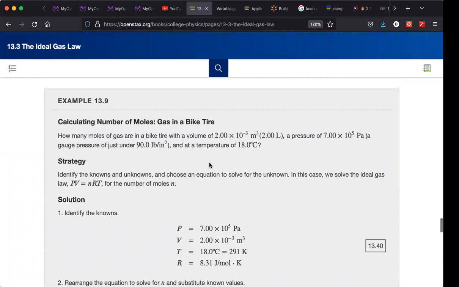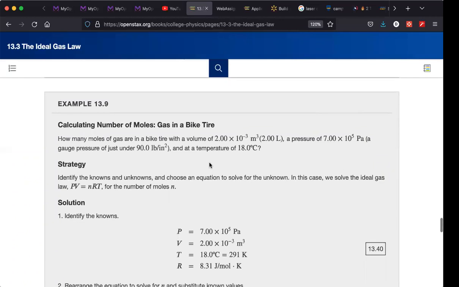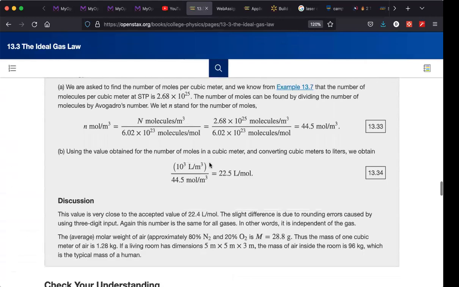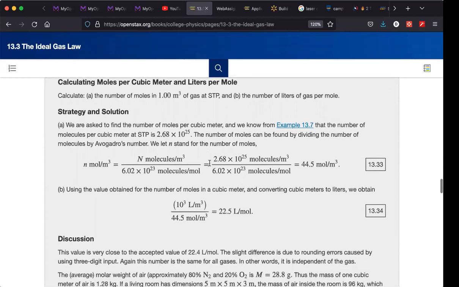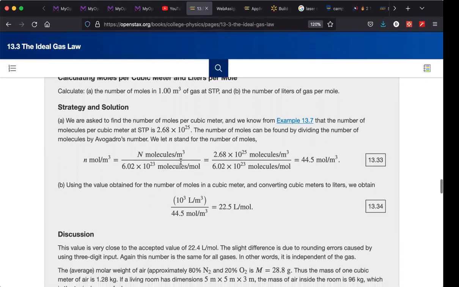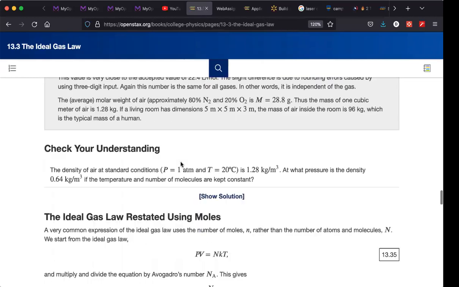So how do we figure out the number of moles? If you know the number of molecules, you have to take the number of molecules per meter cubed and divide by the number of molecules per mole, and then you find out the number of moles per meter cubed, whatever. It's essentially a conversion here. If you've never done that in chemistry before, then you'll definitely want to practice that once or twice.